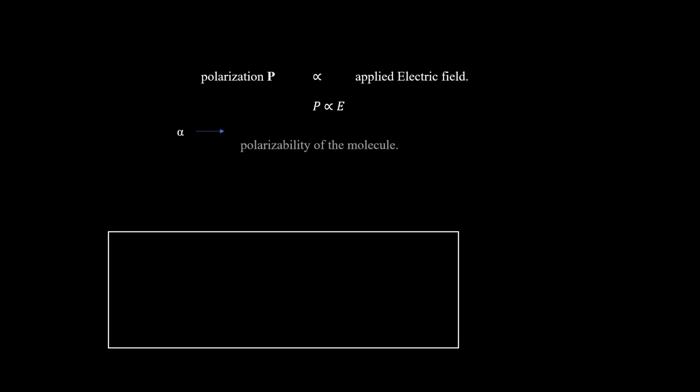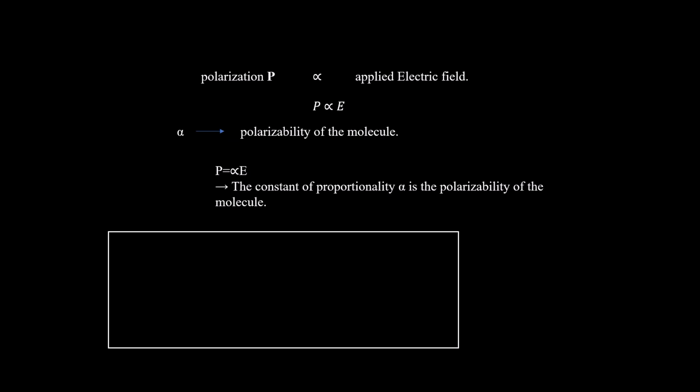The polarization P so induced is proportional to the applied electric field. That is, P is proportional to E. It can be taken as equation number 1. Now, we introduce a constant of proportionality alpha. That is, P is equal to alpha into E. The constant of proportionality alpha is the polarizability of the molecule.